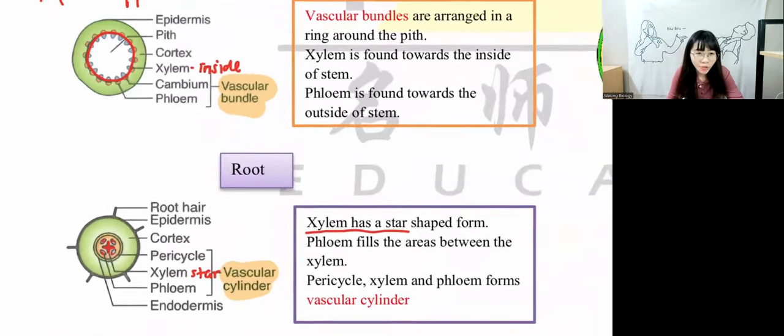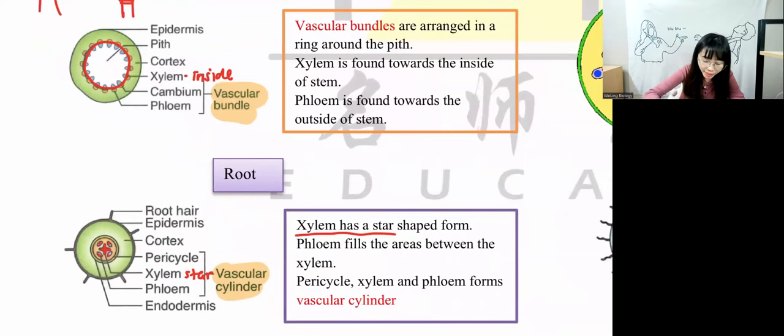Another thing, for you to understand, we have pith and cortex as well. Pith is right in the middle. Cortex is outside. The function of pith and cortex is to store food. Pericycle is to form lateral root. Because this is a root, right? They will form more root at the side by using pericycle. So this is the function of pericycle, pith, and cortex.